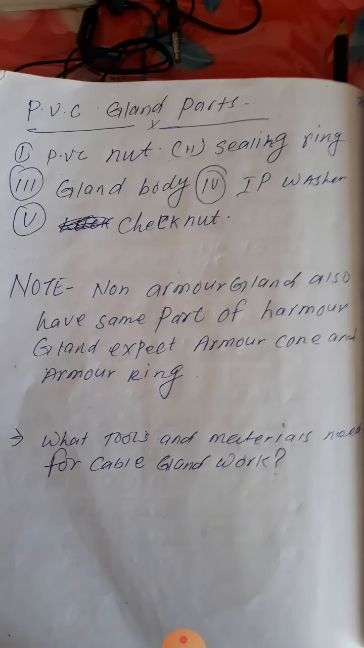Non-armor glands also have the same parts as armor glands, except the armor cone and armor ring. All items are there, but only two are not: the armor cone and armor ring. The armor cone and armor ring are only for armor. So in an armor-type gland we can use the armor cone and armor ring, but in a non-armor gland we cannot. So a non-armor gland does not have these two items.